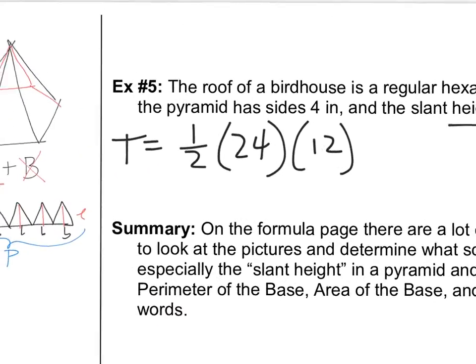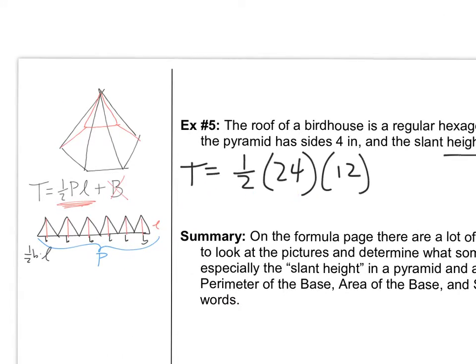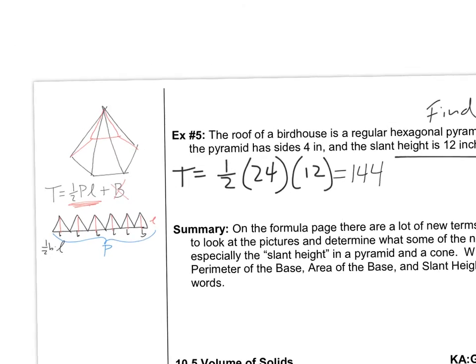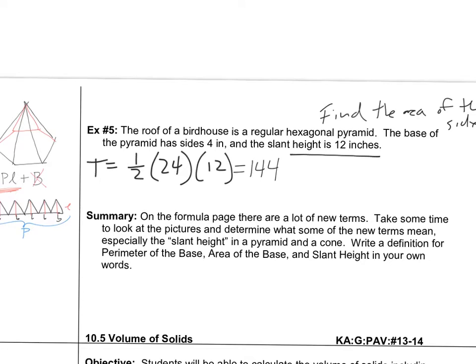All right, let's go back to this particular problem. We have 1/2 perimeter times the slant height. Well, half of 24 is 12. So I'm really just saying, what is 12 times 12? Well, we should know that one by heart. It's 144. And all my units were in inches. So this is just square inches. Boom.